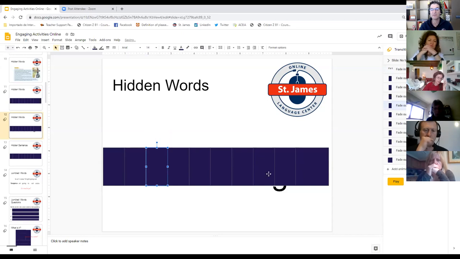And then I've got another hidden. I should hide that a little bit better. Yeah, but it's very simple. Yes, copy the slide and replace it.